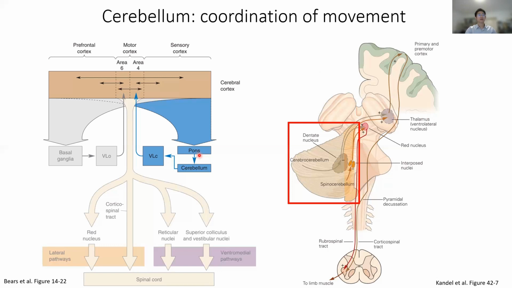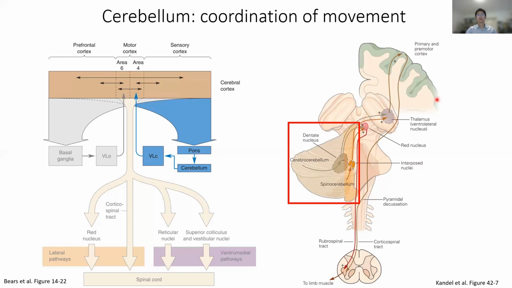So let's come back again to these connections with other brain areas. The cerebellum is connected with part of the thalamus, called the ventrolateral thalamus. And it's also connected with the pons, which is from the brainstem. So it doesn't directly connect with the cortex, but there's information flow from the cortex through the pons and to the cerebellum.